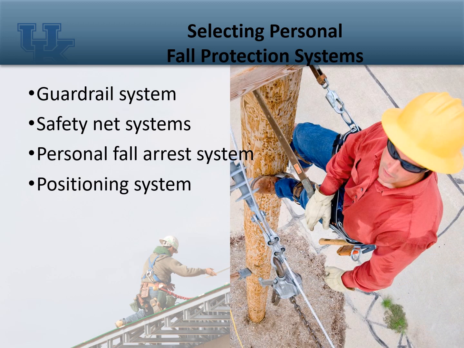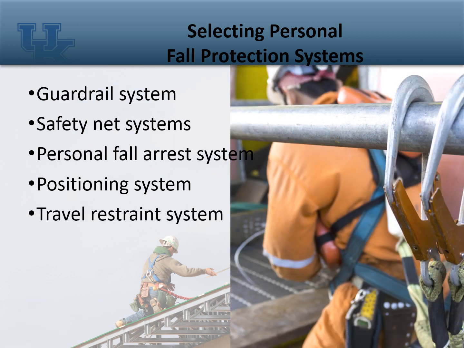A positioning system is a system of equipment and connectors that, when used with a body harness or a body belt, allows a worker to be supported on an elevated vertical surface, such as a wall or a windowsill, and work with both hands free. The travel restraint system is a combination of an anchorage connector, lanyard, and body support system to eliminate the possibility of a worker going over an unprotected edge or side of a working surface.